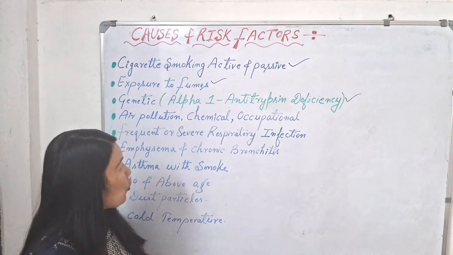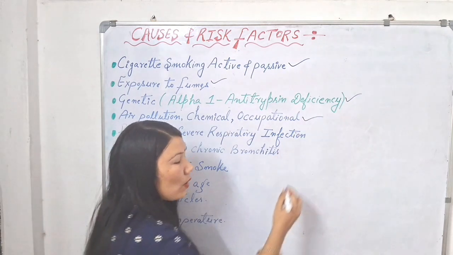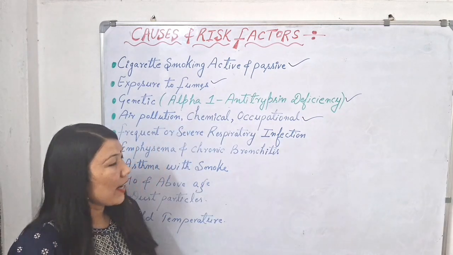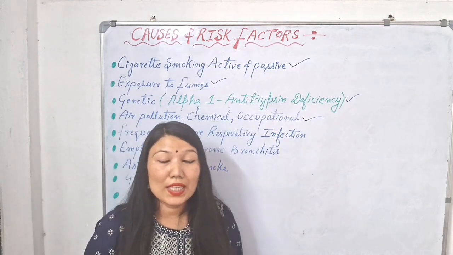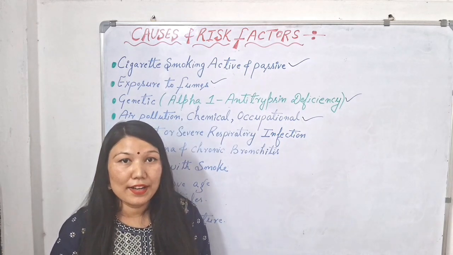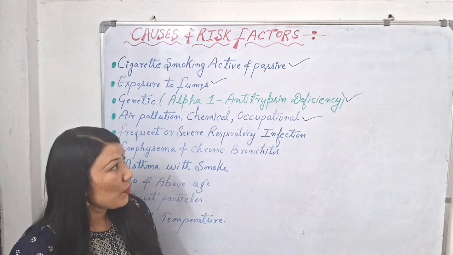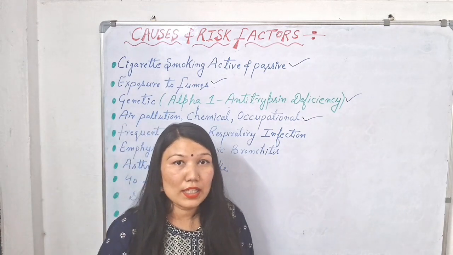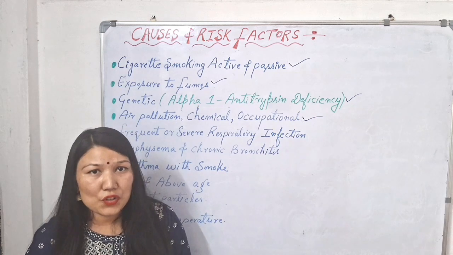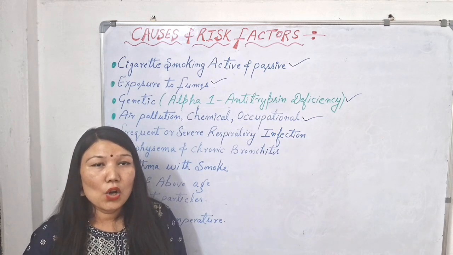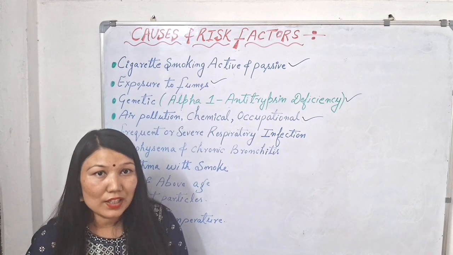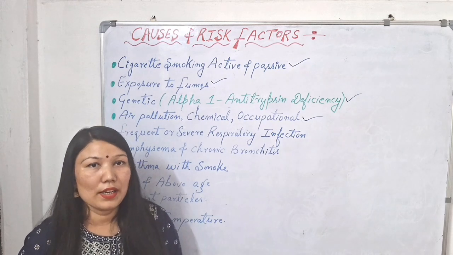Next we have air pollution, chemical, occupational. So nowadays the air pollution is increasing day by day. So next we have chemical. Chemicals means the workers who are working in chemical industries, the fumes which come from that chemical, like cadmium, are very harmful. So next we have occupational, the workers who are working in coal mines, in cotton industry, or in any kind of industry where small particles form, like coal, dust, brick industry, and cotton industry. It all can cause COPD condition.